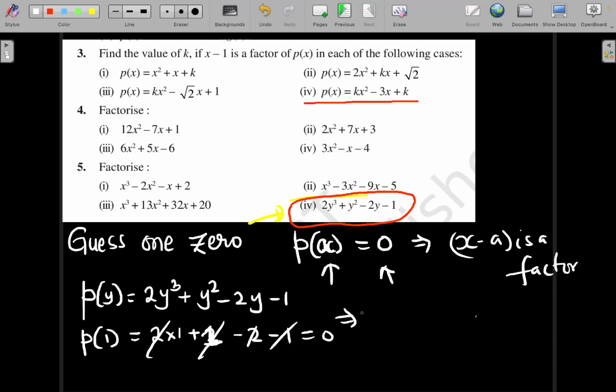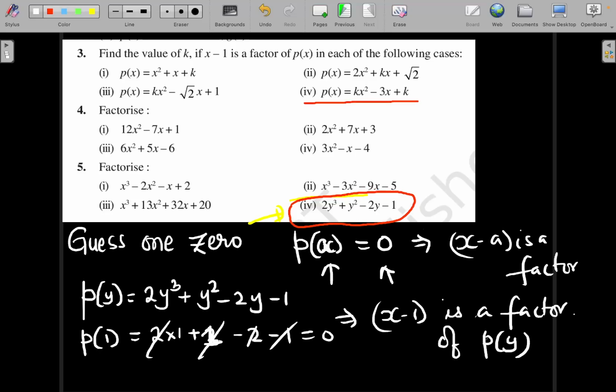Now this would mean that x minus 1 is a factor. So this is the first step. We have used the factor theorem for p of y. And I'm a little bit sloppy. Here the variable is y, so I should be writing y minus 1 is a factor of p of y. See, he is not using x as a variable, he is using y as a variable, so I have to be a little careful, and luckily I got it right. So y minus 1 is a factor.